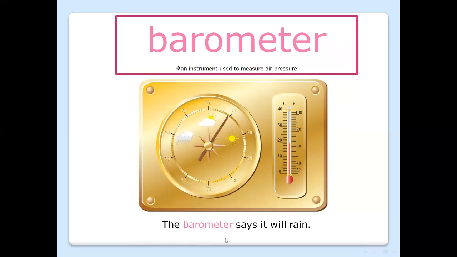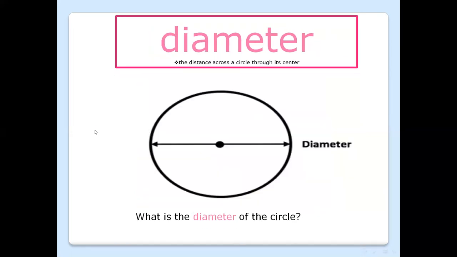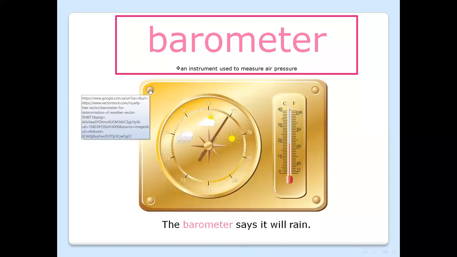The barometer says it will rain today, for example. The barometer says it will rain. This is barometer. It's a Greek word also, like diameter. Diameter is the distance across the circle through the center. And barometer is what measures the air pressure. Okay?